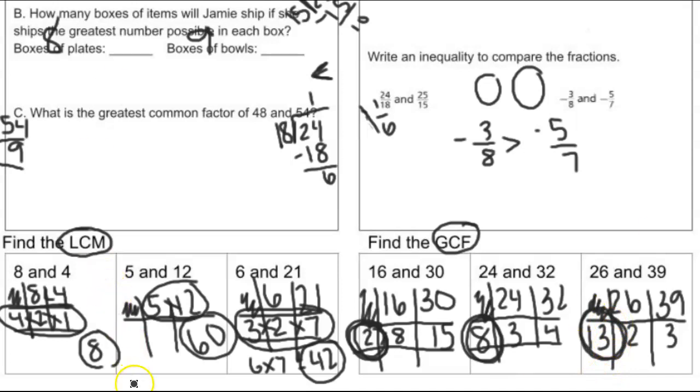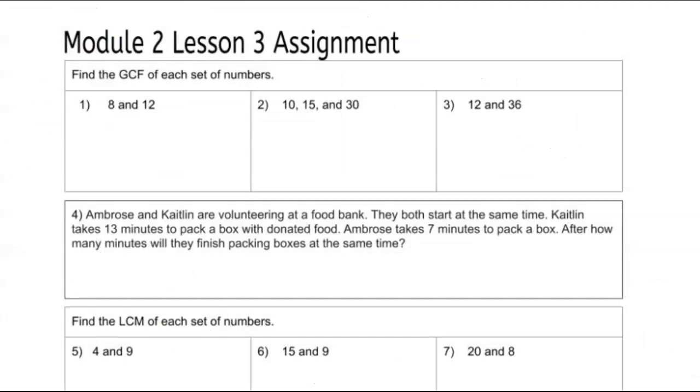Now I'm going to head to the next slide, and we're going to take a look at your homework. Okay, this is your assignment. The first 3, you are finding the GCF. So you'll only be circling the numbers on the left-hand side.